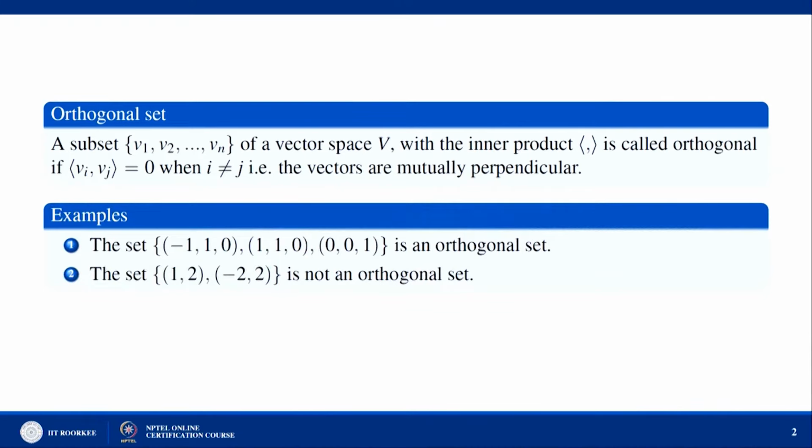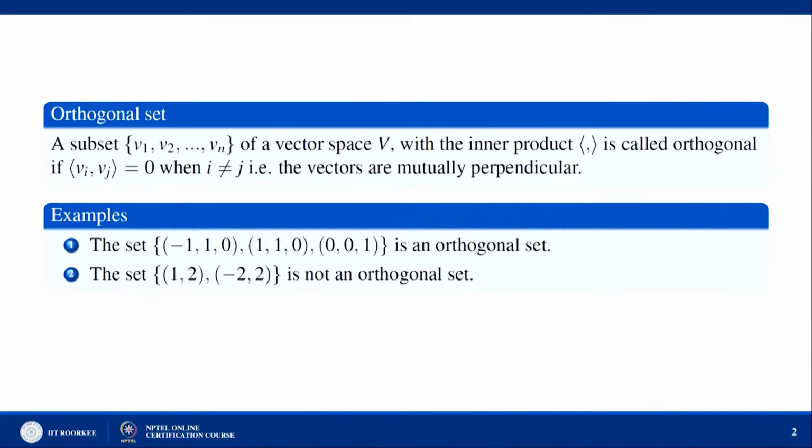So today's lecture is the Gram-Schmidt process: what the Gram-Schmidt process is and how it is used to find an orthogonal set of vectors. First, let us recall our definition of an orthogonal set.